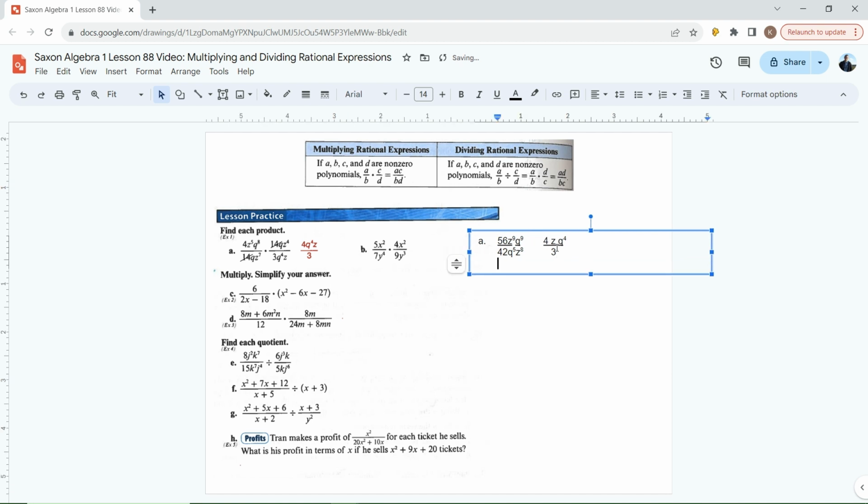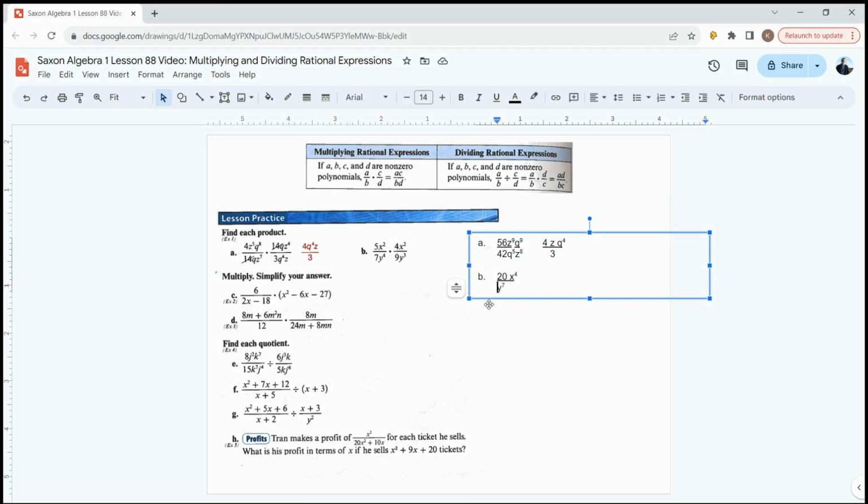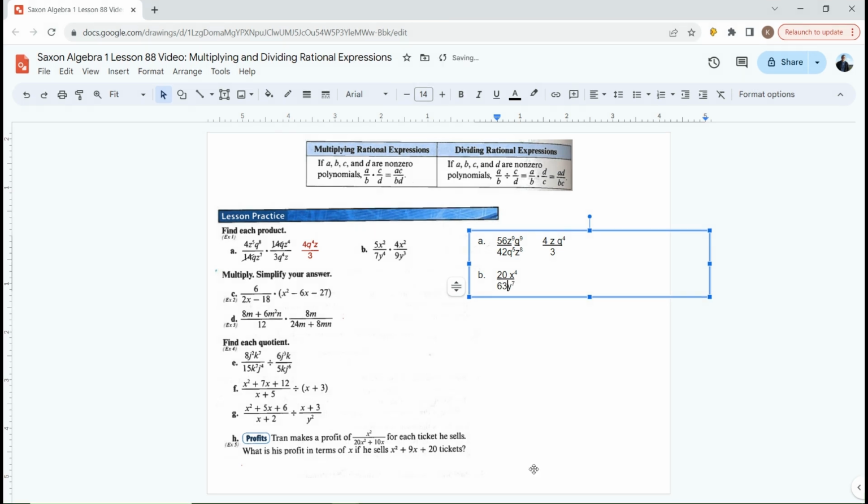B is going to work out much the same. So in letter B, we have on top 5x squared times 4x squared. Well, that's really easy for me to just combine right away. When I multiply those, it's going to become 20x to the fourth. Okay, and then in the denominator, I have 7y to the fourth times 9. That's going to be 63y to the seventh, the denominator.